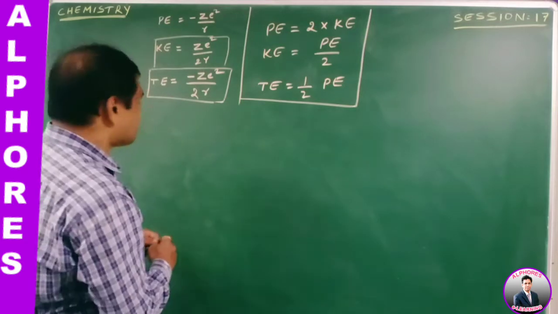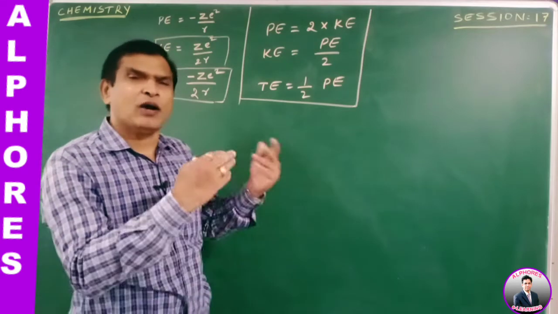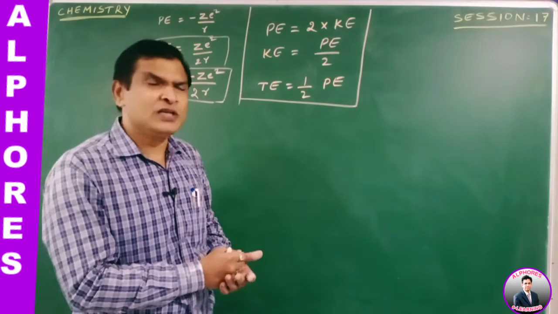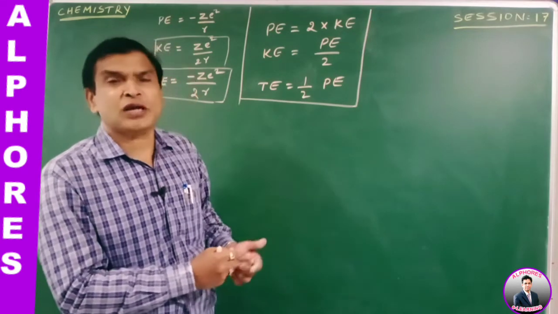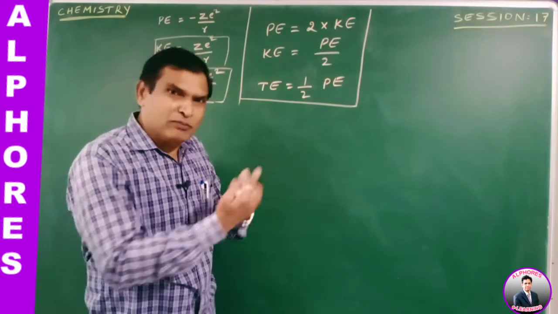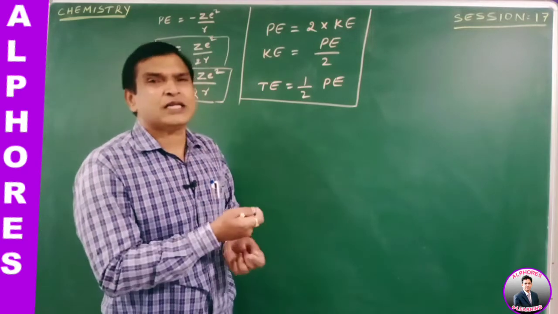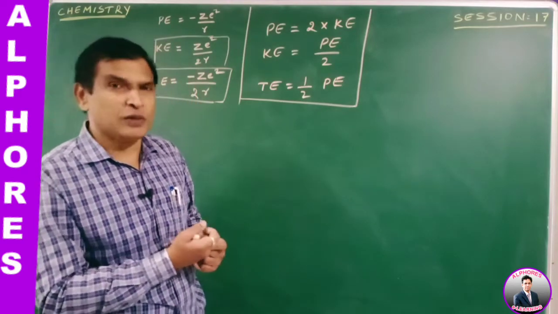Velocity of the electron: the derivation of the velocity of the electron in any orbit we already completed in the previous session. Now we are taking the same concept again as a revision, and we will work through one numerical based on that.